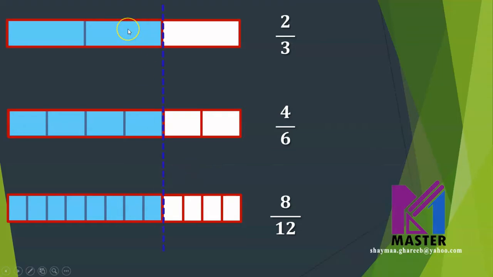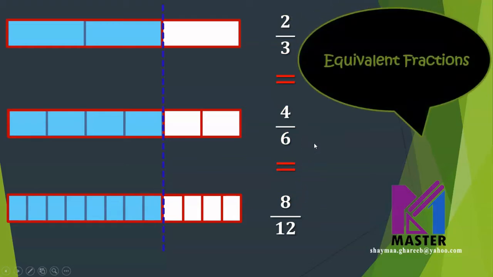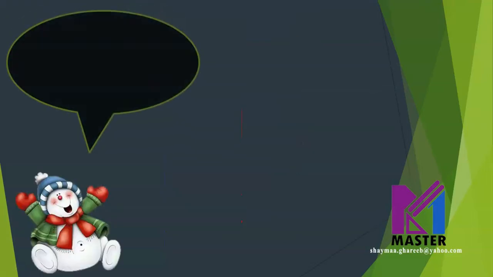What do you notice about all the 3 shaded parts here? They all equal. They all exactly the same amount. But what do you notice about the numbers in each fraction? They have different numbers. So these fractions are equal to each other. They are equivalent fractions. So now do you get the meaning of equivalent fractions? Let's go to the next one.